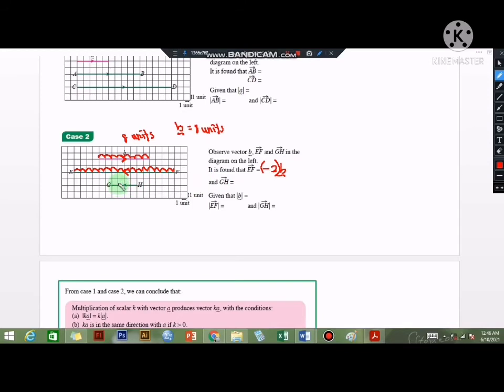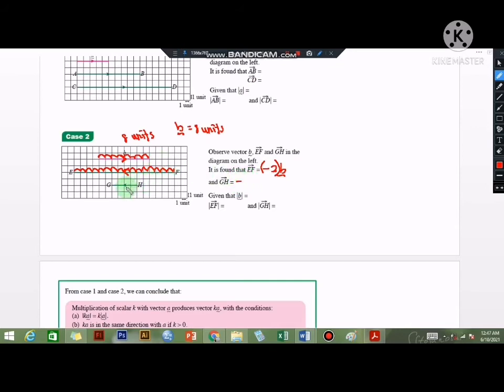Vector GH. This one also, vector GH, but the direction is the opposite direction. So you just need to put negative first, okay? Just put negative first because the direction is opposite. And then after that, what happened? Look at what happened after that.